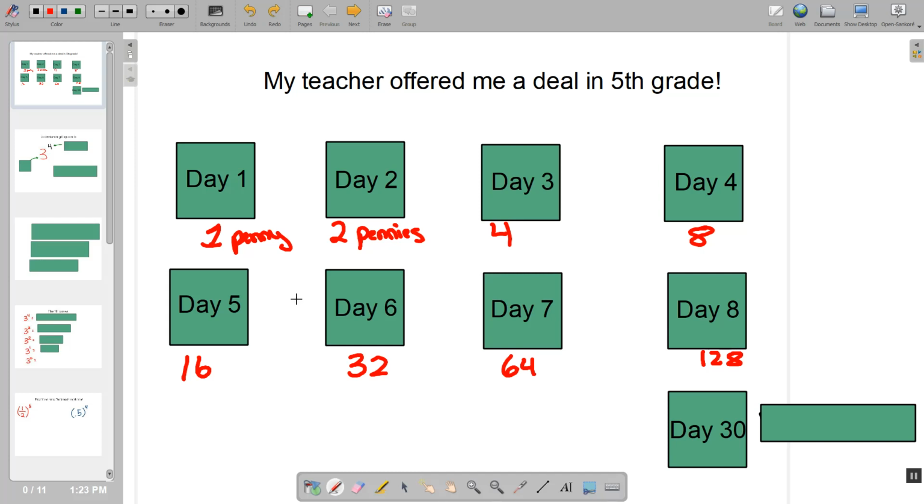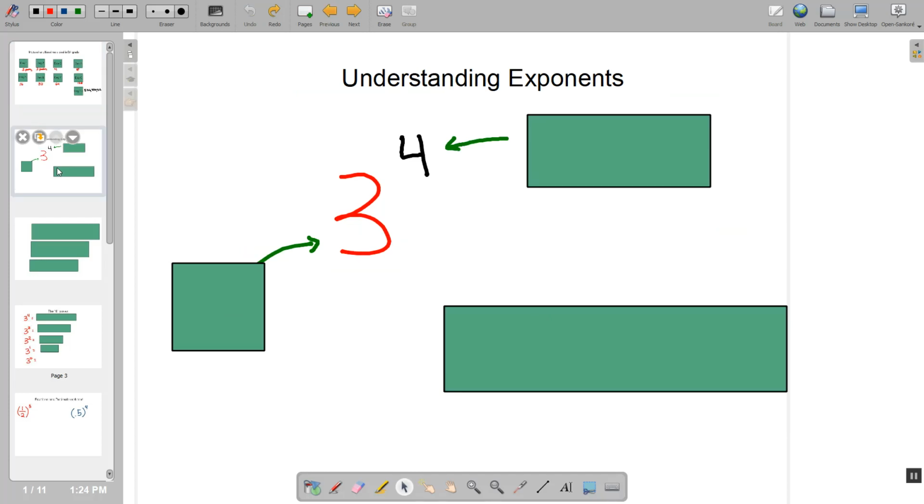And so I thought ahead and go, well, if I waited 30 days, how many pennies would I owe my teacher? It'd be 536,870,912. And I was very lucky that I didn't have to pay him that because I understood exponents, which is what we're going to be talking about today.